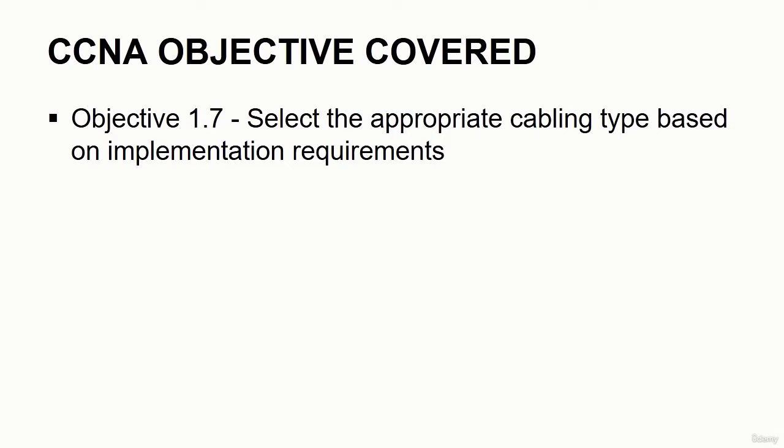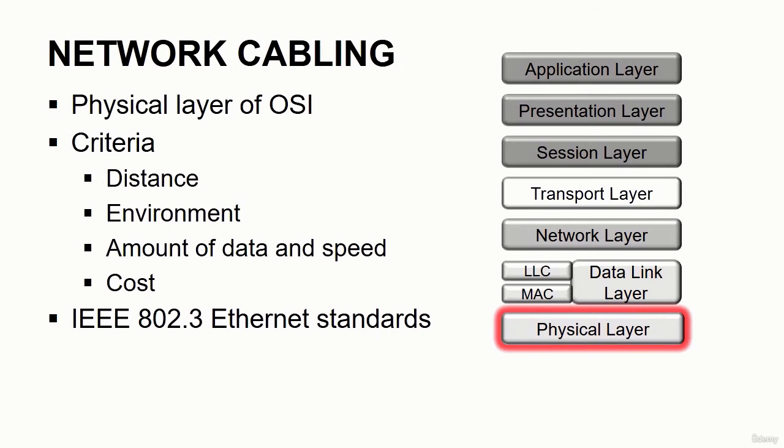In this video, I will be discussing the types of network cabling and cabling standards. This video covers CCNA Objective 1.7: Select the appropriate cabling type based on implementation requirements. Network cabling is an aspect of the physical layer of the OSI model.